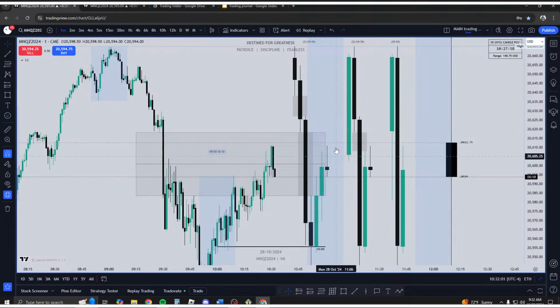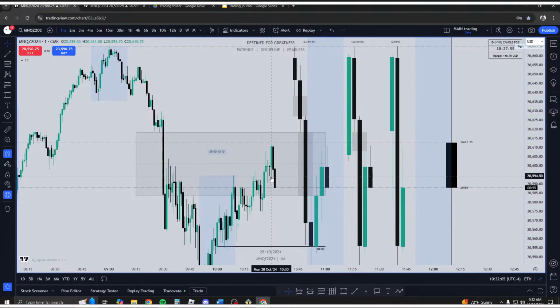Higher time frame was to rebalance this 30-minute fair value gap. I took the rebalance whenever we tapped into this 1-minute fair value gap, rebalanced the 30, and then closed the trade. Very easy scalp. I think that's just going to be all for me today, guys.